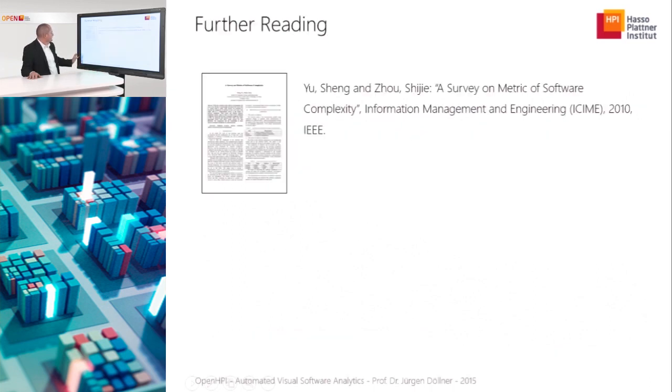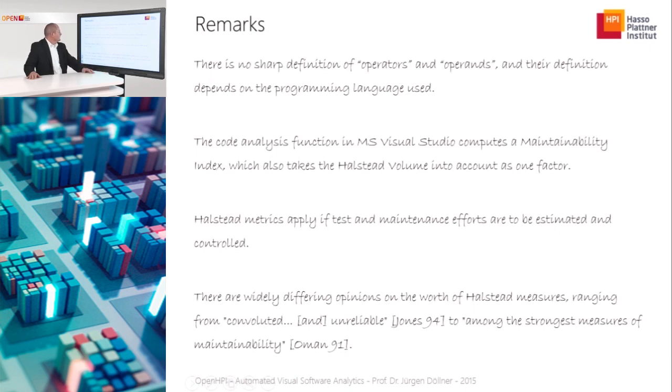As further reading, I can recommend this article on a metric of software complexity, which appeared in Information Management and Engineering 2010. I will end this part with some remarks. As already said, there's no sharp definition of what is an operator and what is an operand. Their definition typically depends on the programming language used. For most common imperative programming languages, it is quite easy.